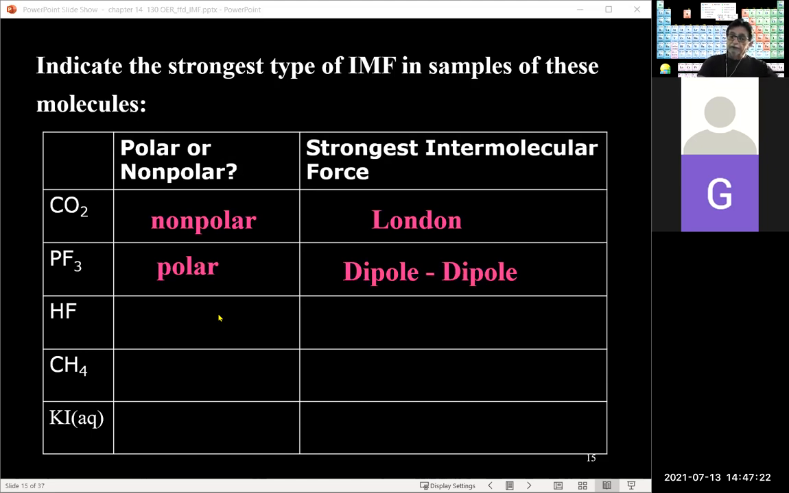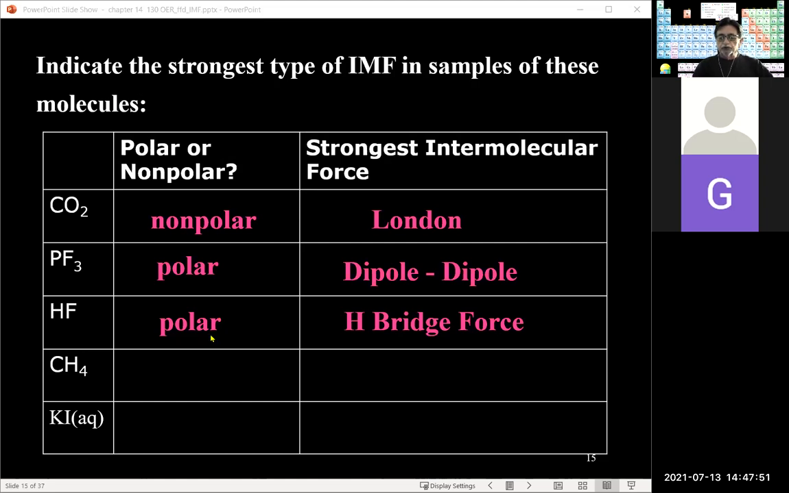Like the next one, which is HF, hydrogen fluoride, or hydrofluoric acid if it's aqueous, it has a polar bond. So we know that part. Now the question is, is it dipole-dipole? Well, our first thought would be, yes, it's a dipole force. However, it is one of those three atoms, nitrogen, oxygen, and fluorine, that has a hydrogen bonded to it. So it has the hydrogen bridging force.